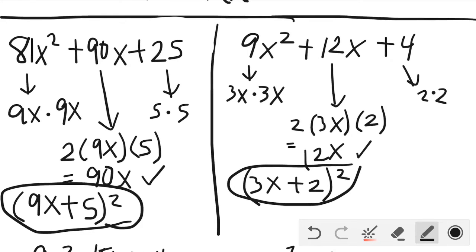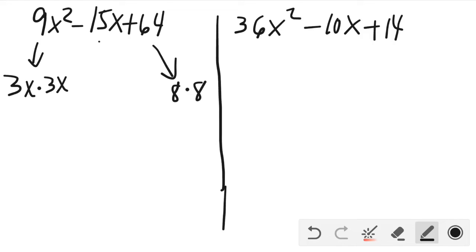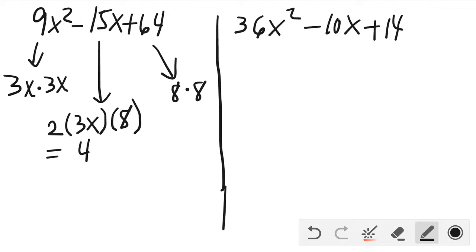There you go. Alright. Feel free to pause the video at any point, we'll go forward with a couple more examples. Alright, start again by checking if you can get the factors of 9x squared, showing that they are perfect, and so with 64. Okay, our middle term must result in a negative 15x. Let's see, is twice of 3x and 8 going to result in negative 15?